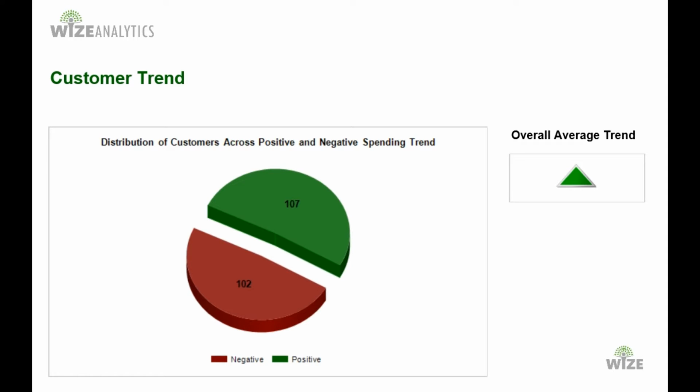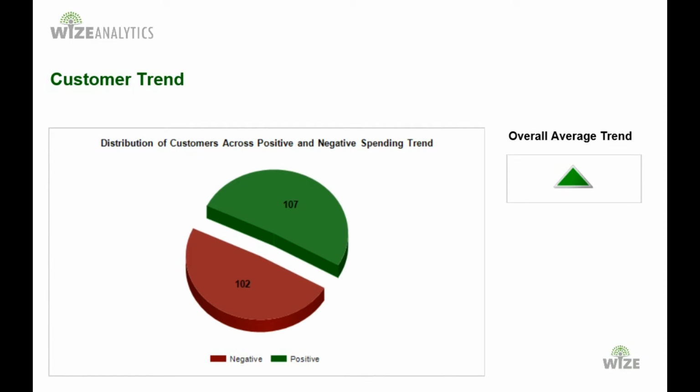Now, on the right hand side, on the other hand, you can see the overall average trend. So we are considering what is the average trend of all the customers that have purchased at least 3 times. In this case, it's positive.